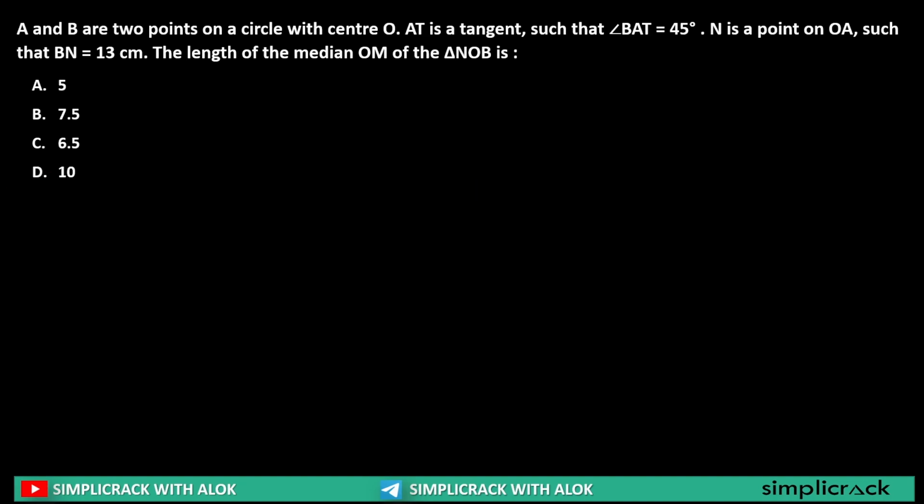Now A and B are 2 points on a circle with center at O. AT is a tangent such that BAT is equal to 45 degrees. Okay, so this is the circle. Clear? Now in this circle, for example, this is O. AT is a tangent. A and B are 2 points on the circle. For example, this is A and B. Let's say AT is a tangent. Clear? BAT is 45 degrees.